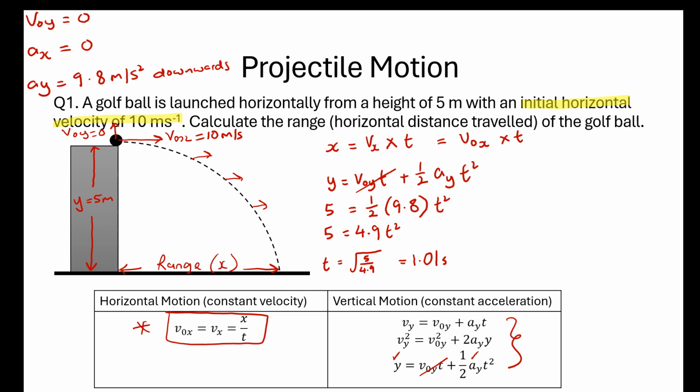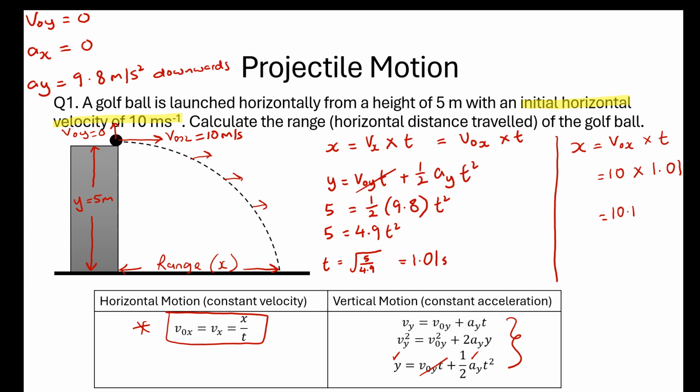Alright, so now we are ready to find the value of the range. So let's do it here. So we said x is equal to V naught x times t. V naught x is equal to 10 meters per second, and the time is 1.01. And 10 times 1.01 is equal to 10.1.